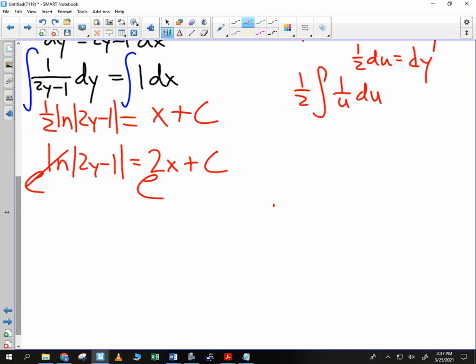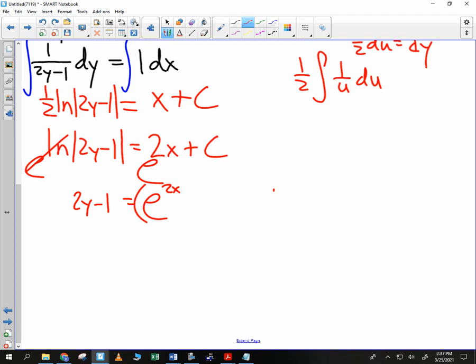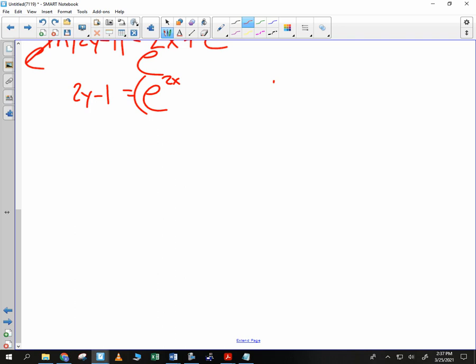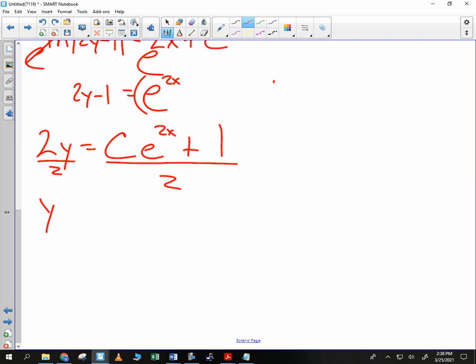Yep. So e to any power is positive, so I could write it as 2y minus 1 is equal to e to the 2x. A constant out front, good job. I add the 1, and I get 2y is equal to c times e to the 2x plus 1. And I divide by 2. y is equal to c e to the 2x plus 1, divided by 2. This is the general solution.